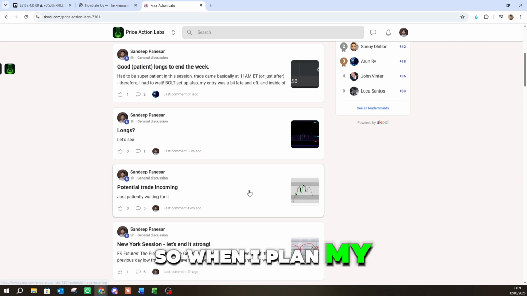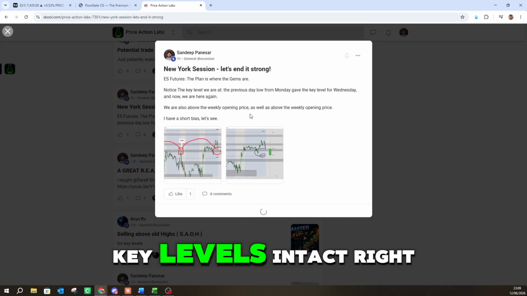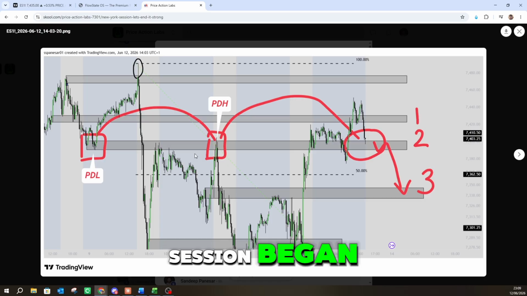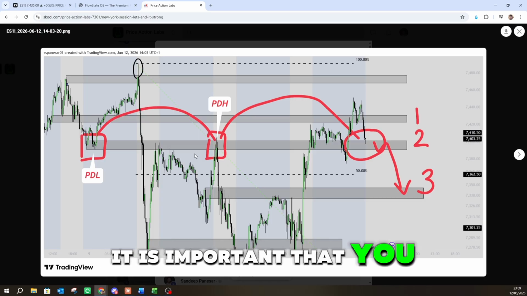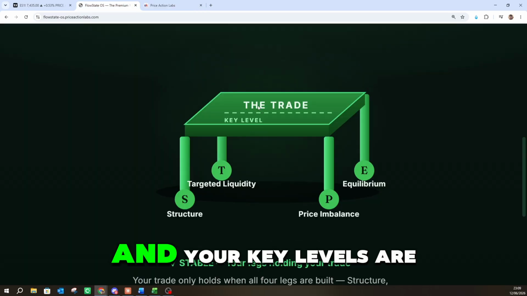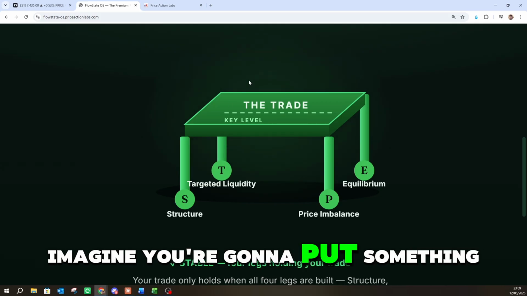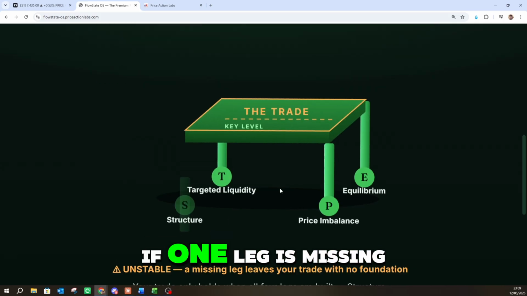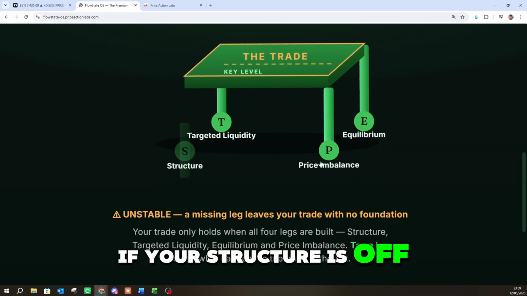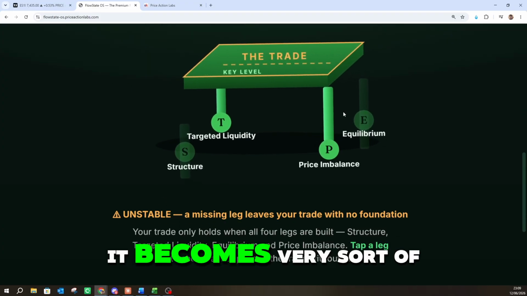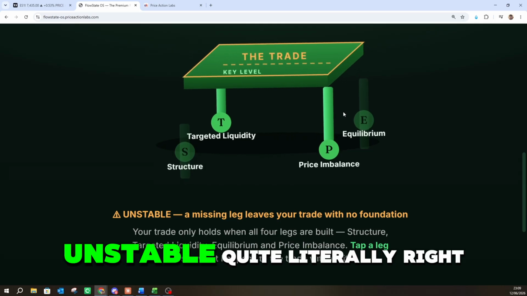So when I plan my session, I always have my key levels intact, right? So this is what my chart looked like before the session began. It is important that you also have your key levels defined. And your key levels are like a tabletop, right? Imagine you're going to put something on this tabletop. If one leg is missing, if your structure is off or your equilibrium is off, you don't know your premium and discount, it becomes very unstable, quite literally, right?